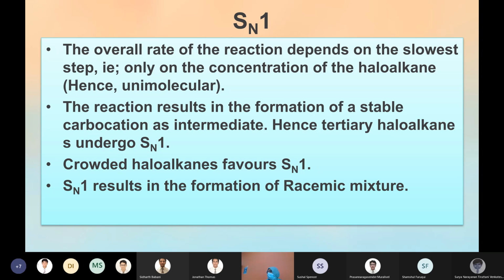Racemic mixture means D and L isomers, or the stereoisomers, in equal proportion, so that they cancel their optical activity. But for that both should occur, right? Here both retention and inversion are happening, and the chances of retention and inversion are equal. So the product formed will be D and L in equal proportion. So that is what a racemic mixture is.